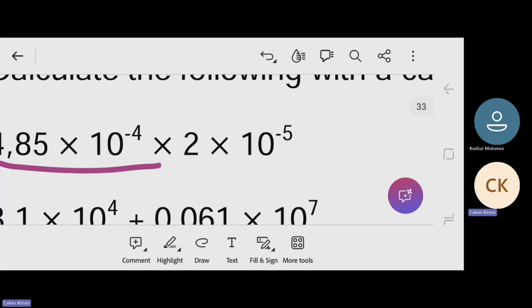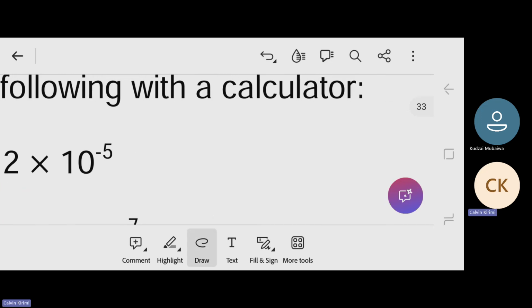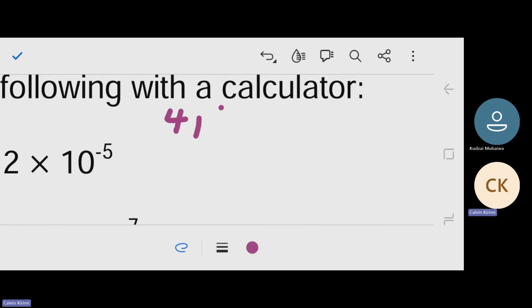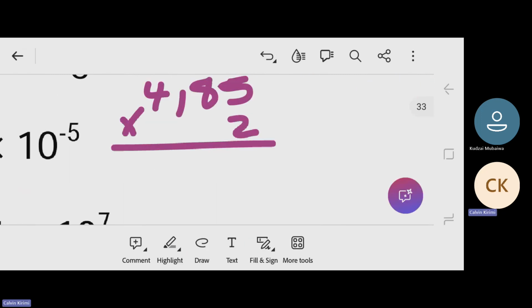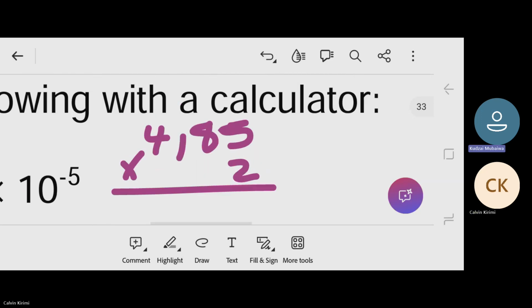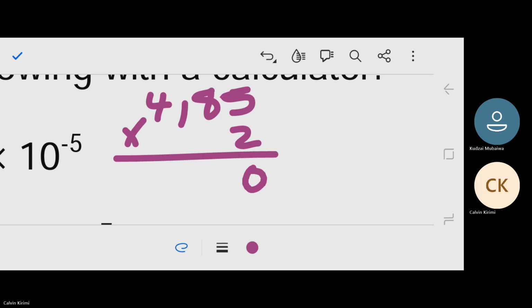Let's do it manually. What is 4,85 times 2? You write your answer there. So 2 times 5 is what? 10, isn't it? Yes, sir. You write your 0, carry your 1. 2 times 8, 16 plus 1, 17. Write 7, carry 1. 4 times 2, 8 plus 1, 9. Comma, it's just one decimal.